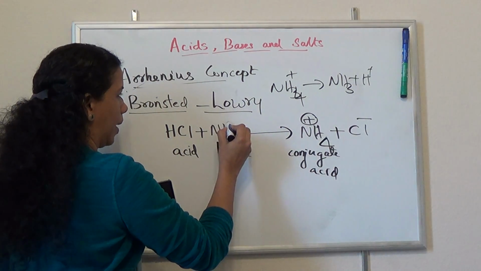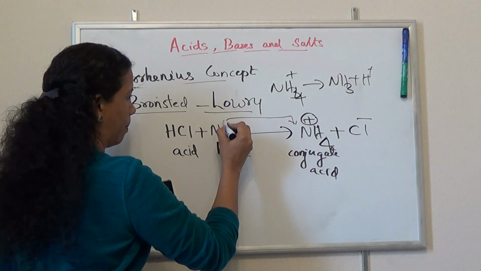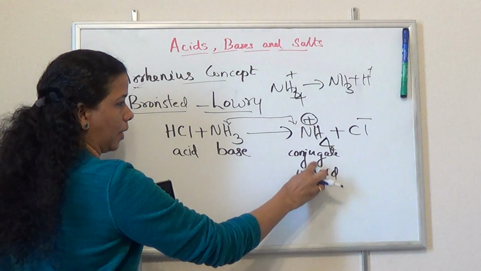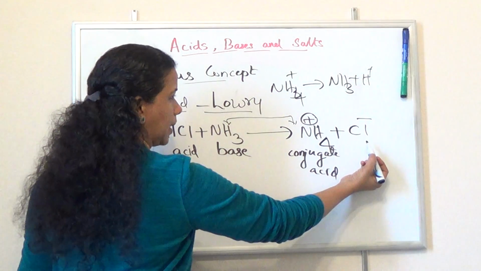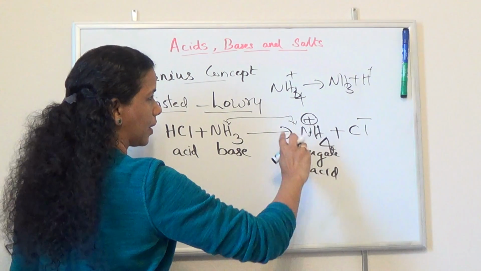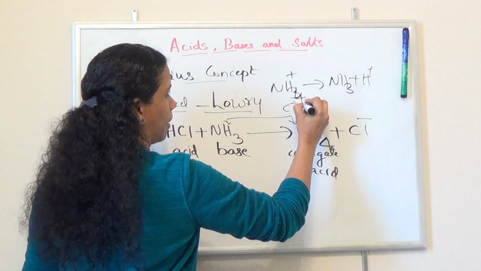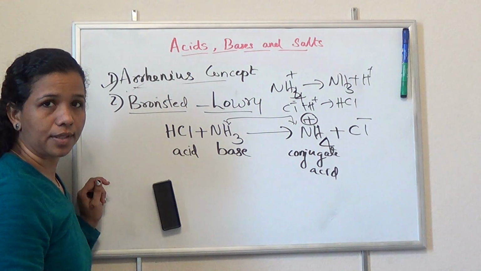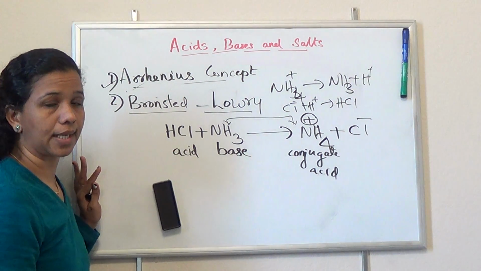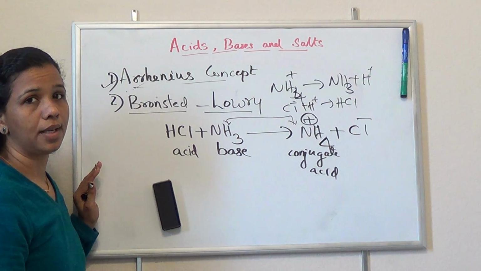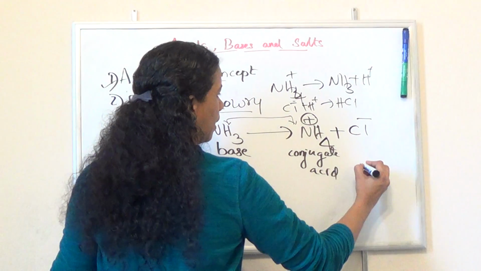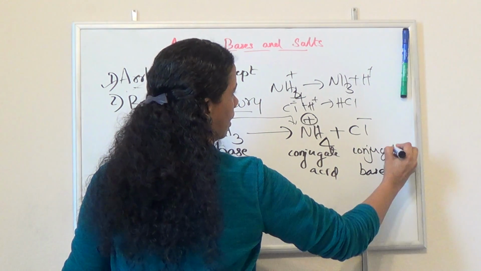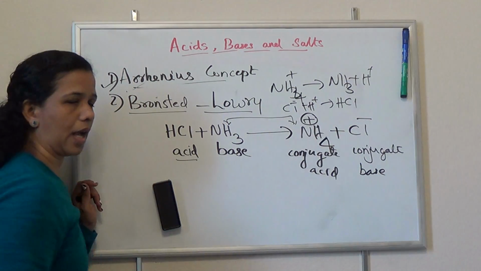So ammonia and NH4+ are a conjugate pair, base and conjugate acid. Then what about Cl minus? It is a base because it can easily accept an H+ and form HCl. So a species that accepts an H+ ion, we can call it a base. It is called the conjugate base of the acid.